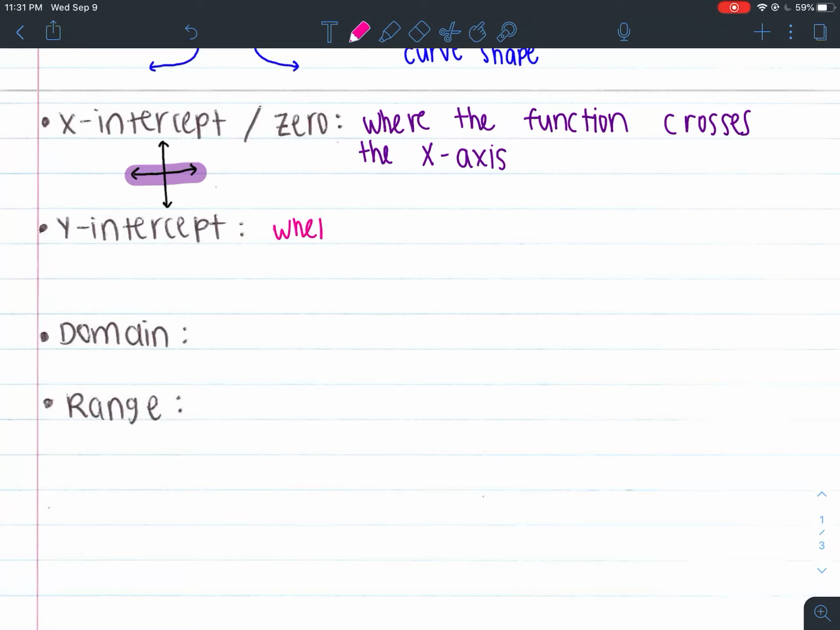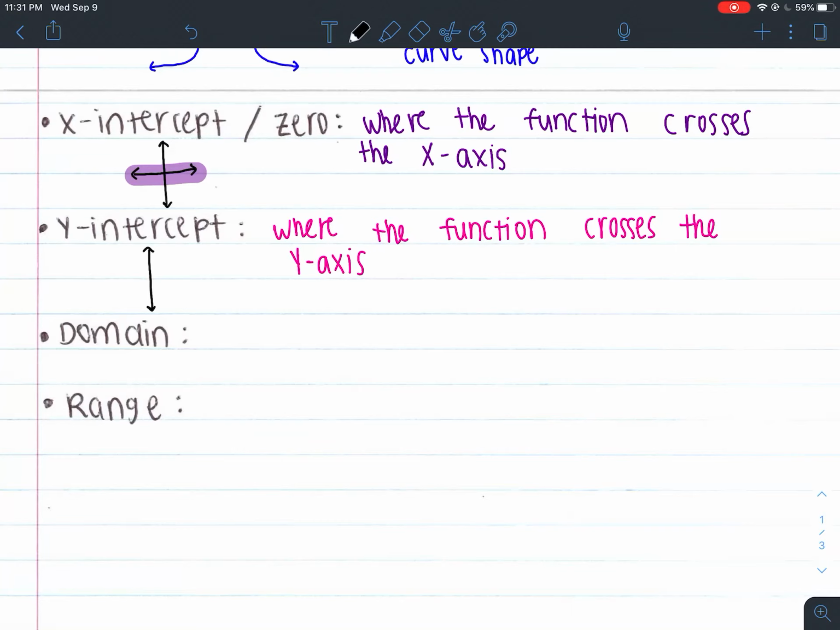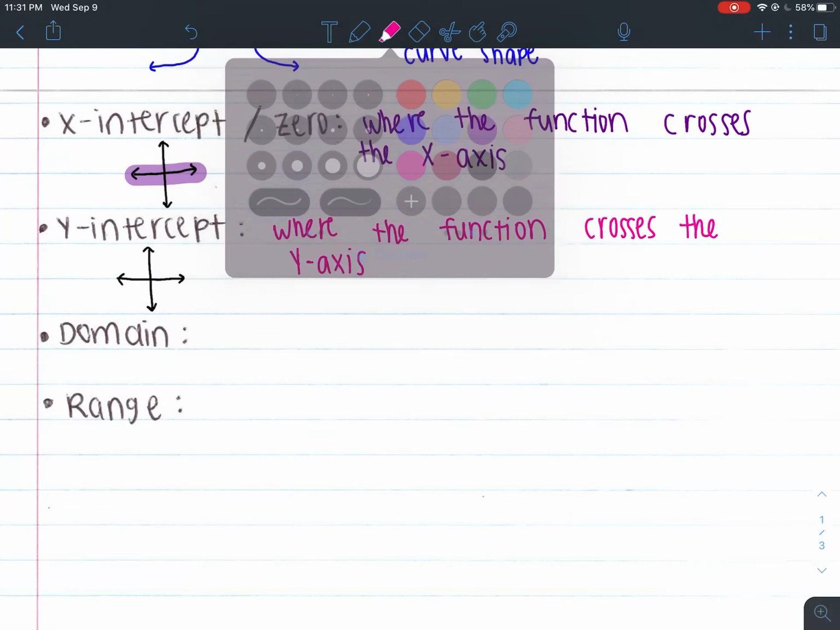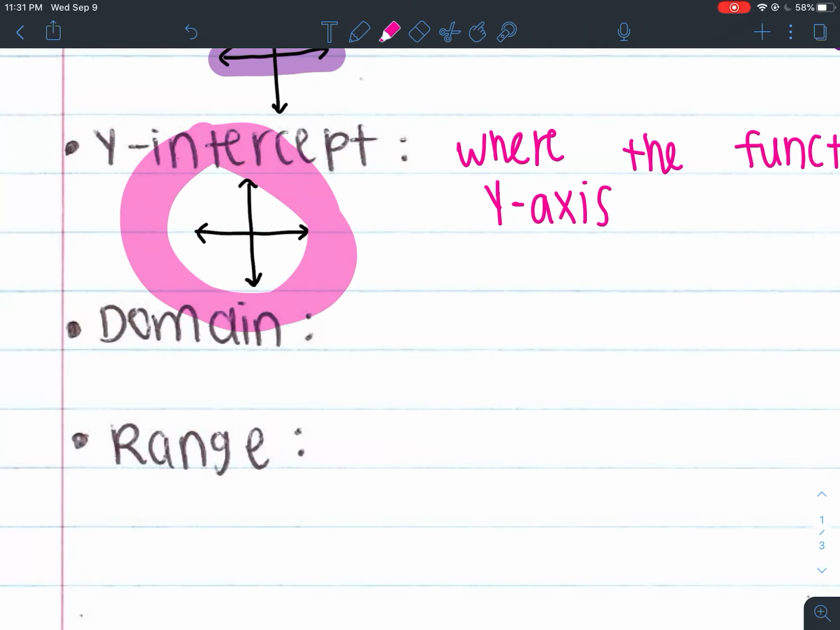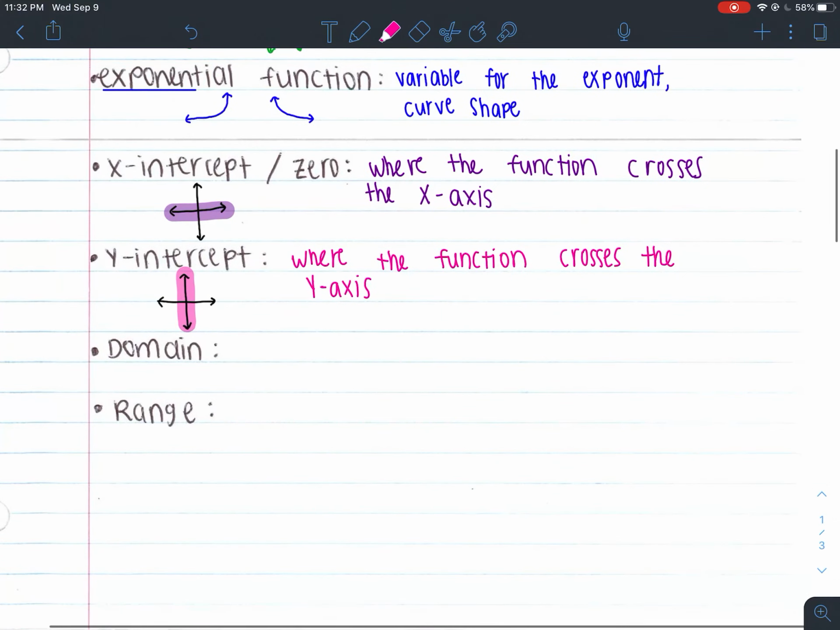Okay, next we have the y-intercept. Now this is where the function crosses the y-axis. So I'm going to do the same thing I did earlier. I'm going to draw myself a little graph so I can show myself what the y-axis looks like. So I have my little x and y Cartesian plane here. That's called a Cartesian plane if you didn't know, this little funky thing here. Now the y-axis is going to go vertically up and down.